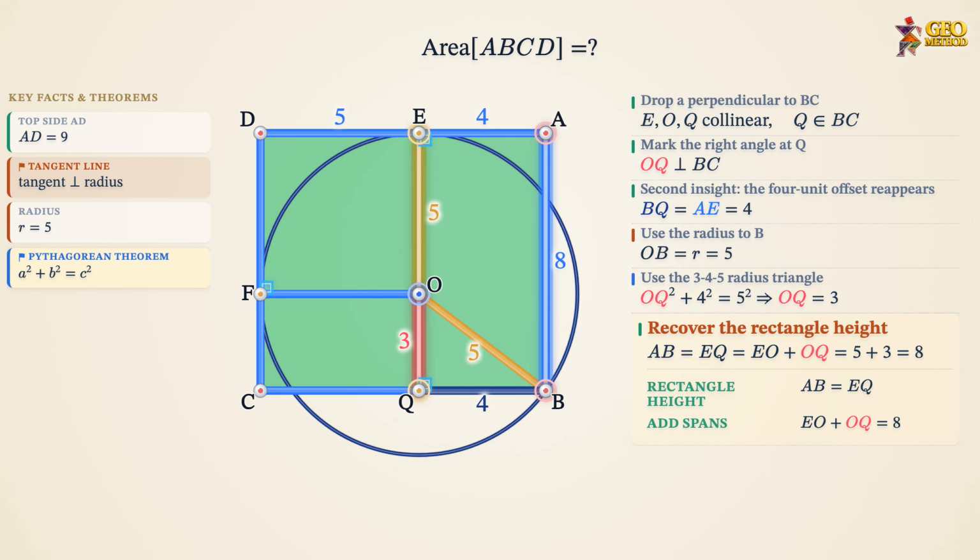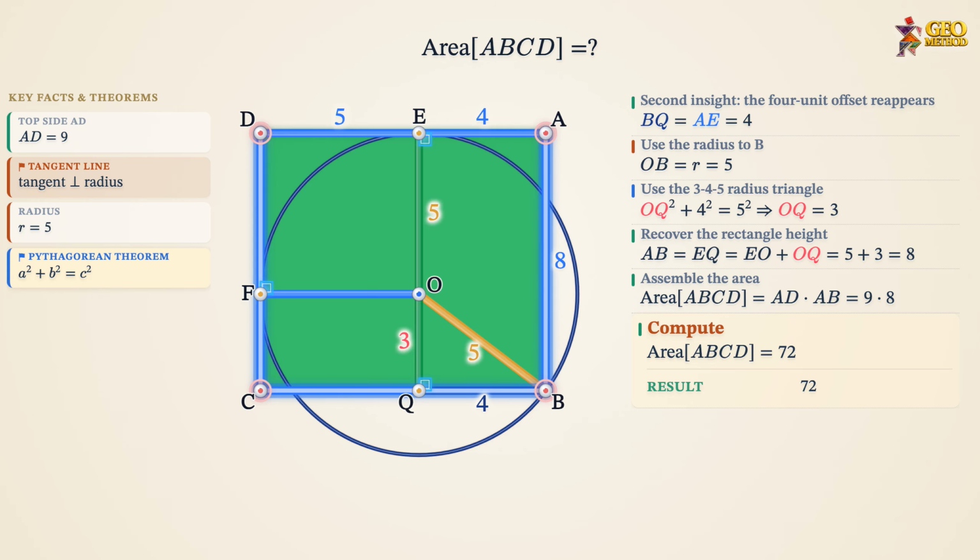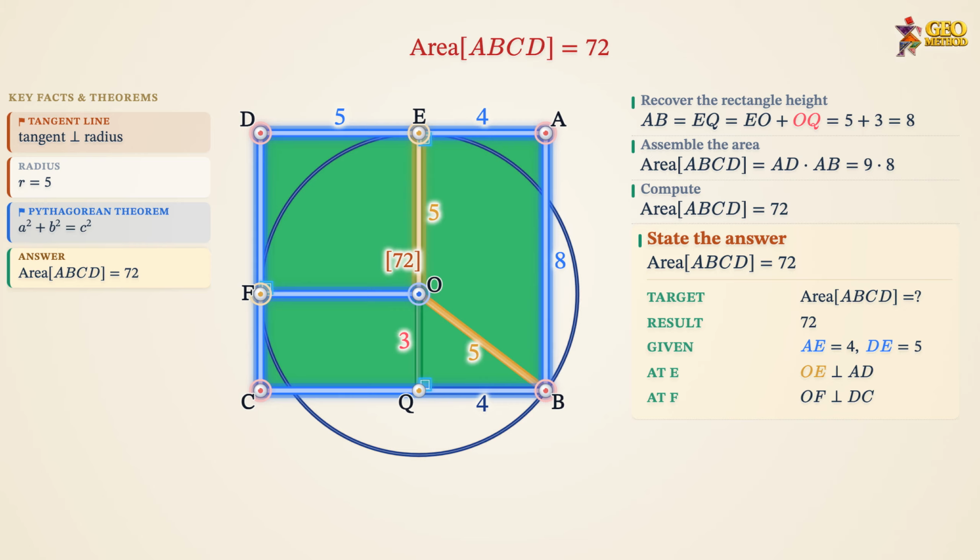The rectangle height segment AB equals segment EQ. That span is segment EO plus segment OQ, 5 plus 3, so the height is 8. The other rectangle side, AD, is 4 plus 5, or 9. Multiply 9 by 8. 9 times 8 is 72. So the green rectangle, ABCD, has area 72 square units. So the final answer is 72.